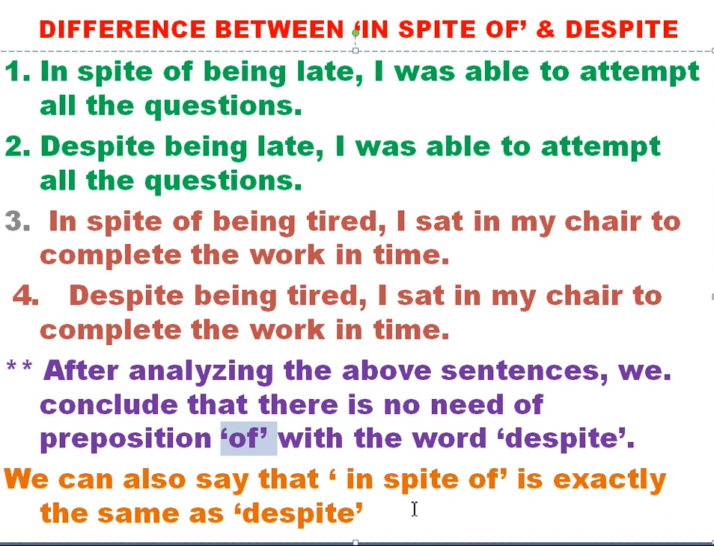When we are getting the desired meaning exactly, we don't need to use additional word unnecessarily. So this will be grossly wrong when we say despite of being late, I was able to attempt all the questions. You see the first sentence here. If the sentence begins with despite, then this of will not be required at all. You see the sentence says despite being late. I cannot say despite of being late, I was able to attempt all the questions. So we need to be careful.